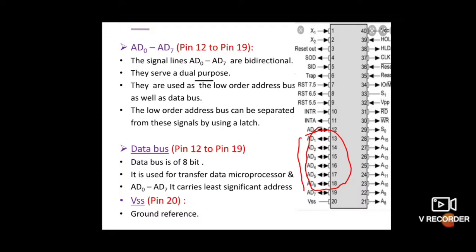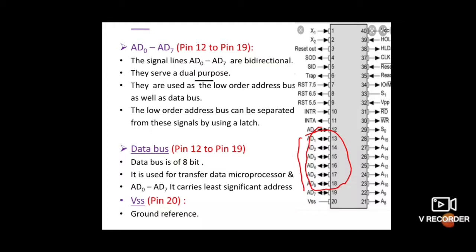Once the address is sent, it is latched, because the latch is used to separate the address bus and data bus, and then on the same line the data is sent. So the address will be separated from the data by using a latch. Understood, student? That is AD0 to AD7.